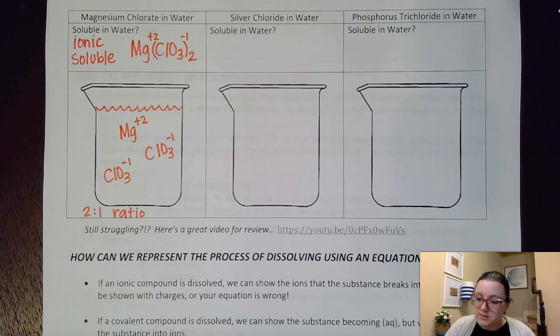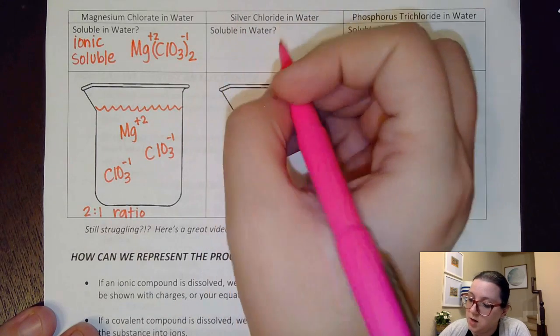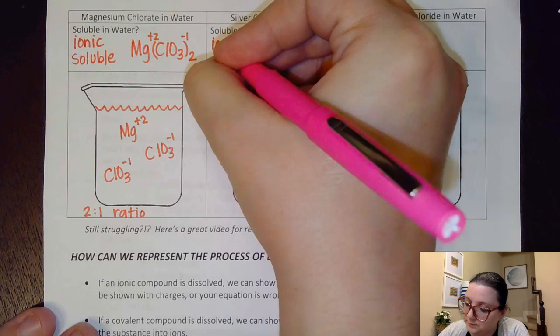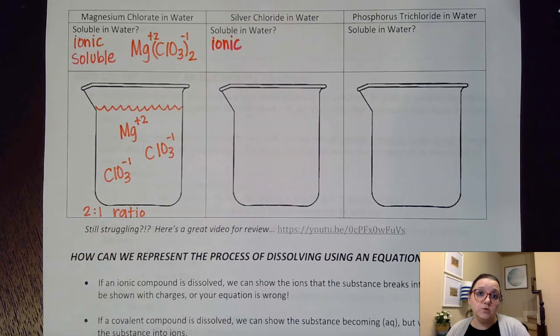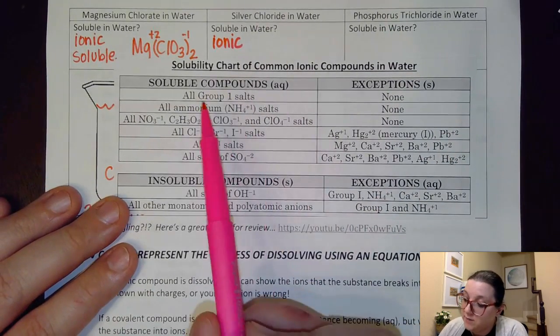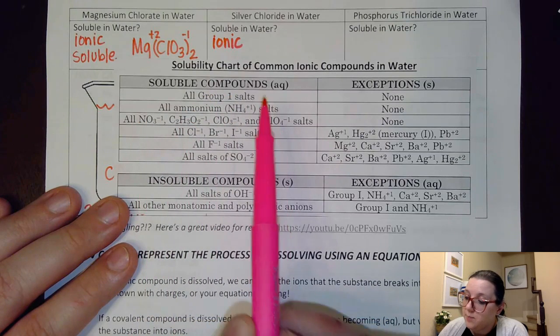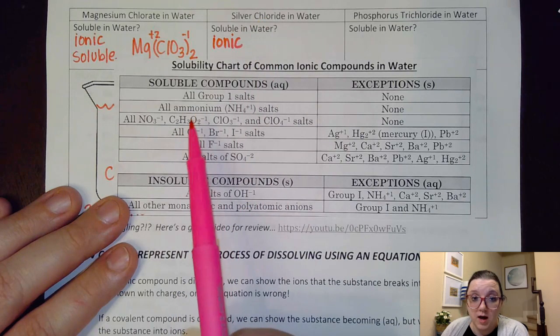So for our next substance, we have silver chloride. Again, I would first want to ask myself, is it ionic or covalent? What rule would I use? I see I have a metal, non-metal combination, so that is ionic. And so then I would want to use my solubility rules to figure out if it's soluble. Well, it doesn't fit the group 1, ammonium, or nitrate rule, so I'm going to consult my solubility chart here, and I see that I have not a group 1, not an ammonium, not a nitrate, acetate, or perchlorate, but I do have a chloride ion in there.